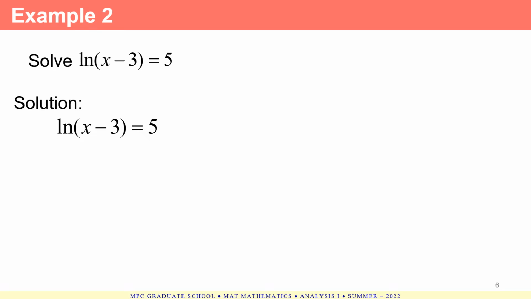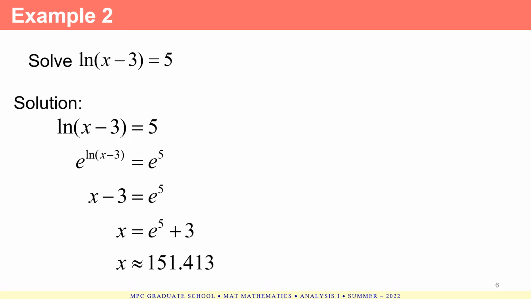So that will result to e raised to ln of x minus 3 is equal to e raised to 5. And we can now apply the inverse property. So that will result to x minus 3 is equal to e raised to 5. And we can now solve for the value of x. So that is e raised to 5 plus 3. And using our scientific calculator, we can get the approximate value of x. So the result is 151.413.